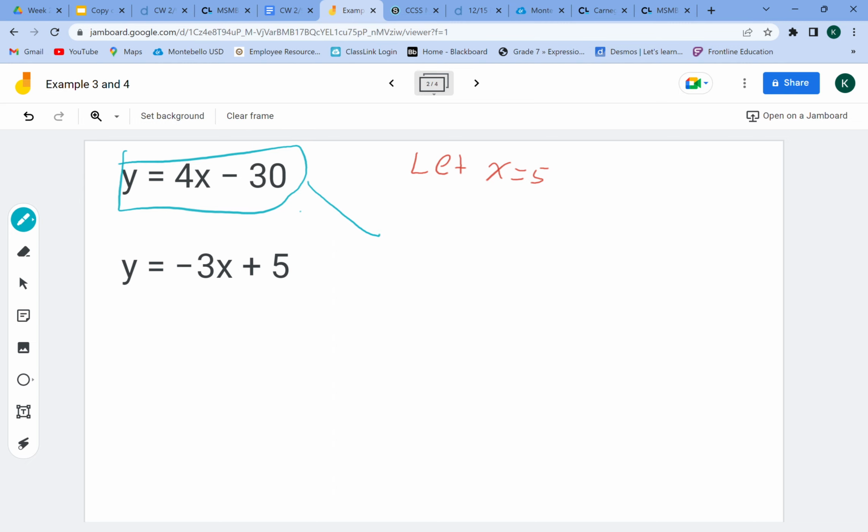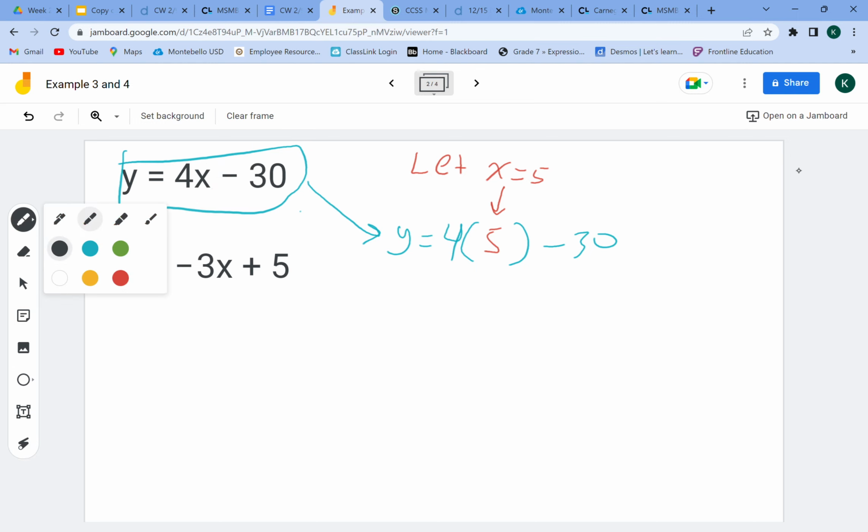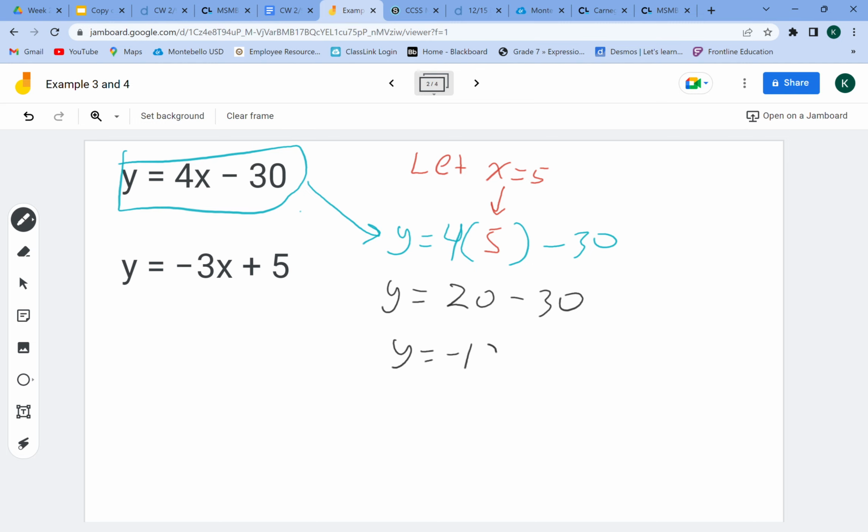Okay, so I'm going to write it here, and I'll have y is equal to 4, and instead of x, I'm going to put parentheses, just like we did before, but then I have the minus 30. Okay, so then what I'm going to do is plug in the 5 right there, because again, the x was there, so instead of x, I'm going to put 5. Okay, and then I'm going to start working this out here. So I'll have y is equal to 4 times 5 is 20 minus 30. Okay, and then 20 minus 30 is going to give me negative 10.